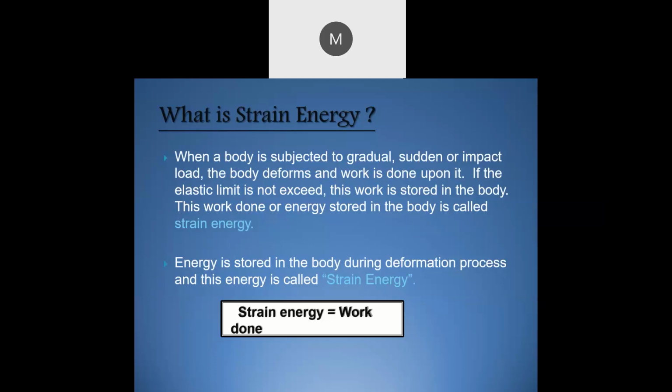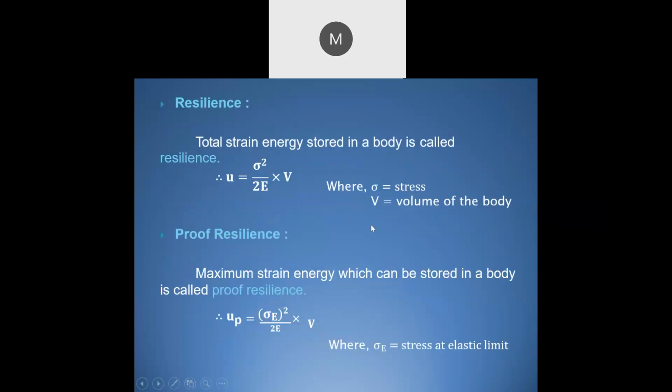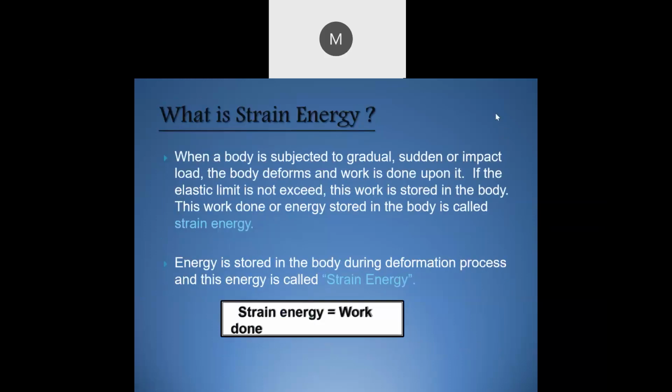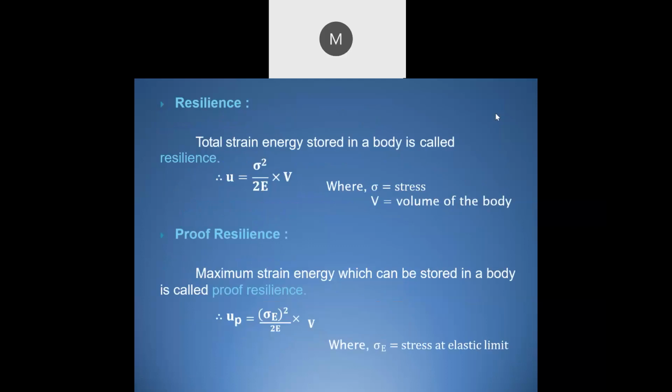Energy is stored in the body during deformation process, and this energy is called strain energy. Now, the resilience. So, what is strain energy? Due to sudden impact load being applied, the body experiences a certain amount of deformation. Because of this deformation, the energy that is stored in the body is called strain energy. Now, resilience.